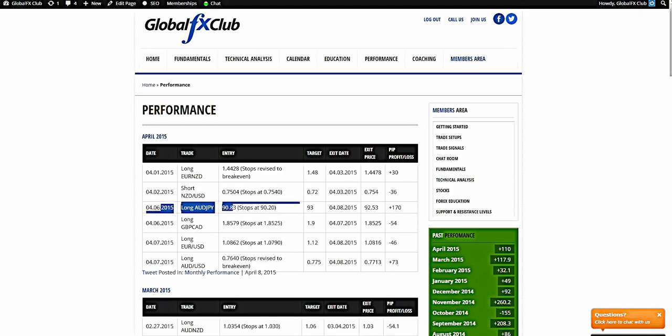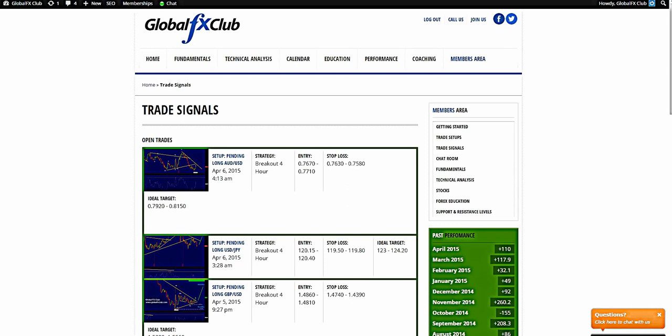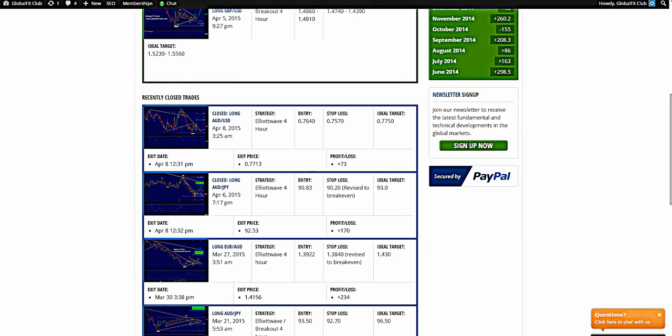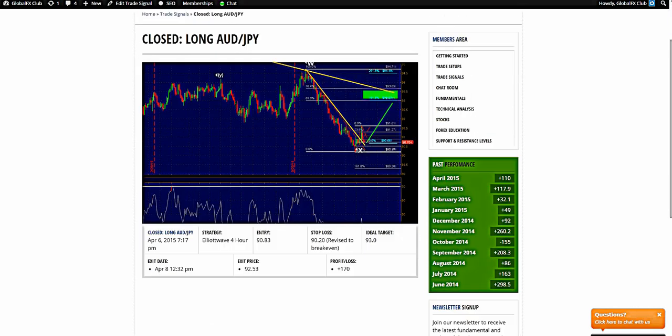We opened that on the 6th, so that was on Monday, and we closed that one out at 92.53. We got long at 90.83 and ended with a positive result of plus 170. Looking at that signal, and firstly at the point where we entered the trade, this was the setup here. A nice back test, then a nice breakout, and then we had a back test, and again entered at 90.83, exited at 92.53.